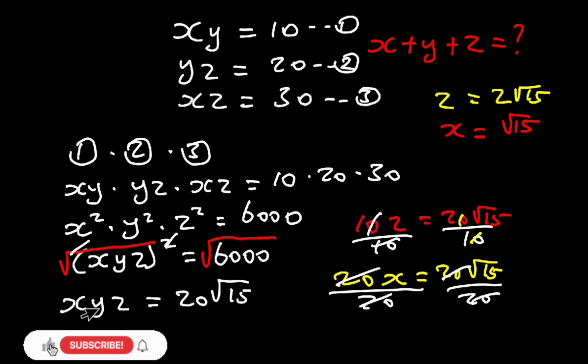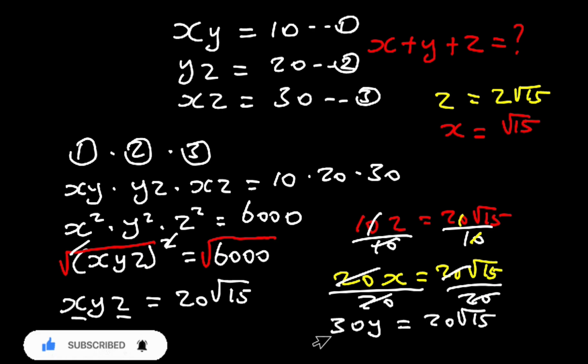And then lastly, we have that xz is equal to 30. So let's substitute xz here with 30 to find the value of y. If we do that, we're going to have 30y is equal to 20 root 15. And then when you divide both sides by 30, this and this will cancel, this and this will cancel. You have that y is equal to 2 root 15 divided by 3.